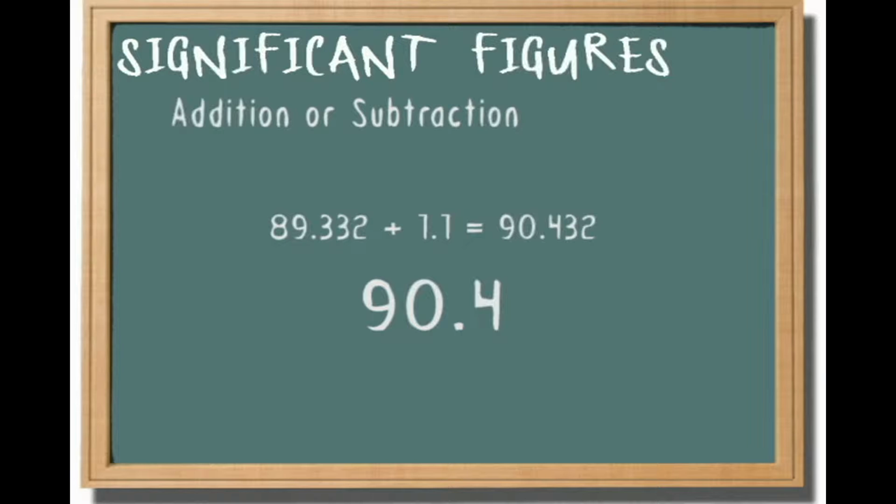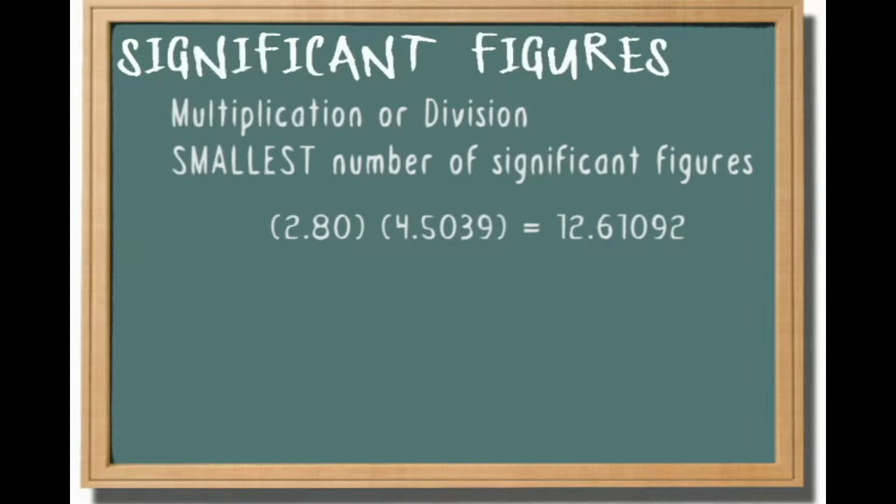After you multiply or divide, the number of significant figures in the result is determined by the original number with the smallest number of significant figures. For example, let's say you multiply these two numbers, and 12.61092 is your answer. You should then round it off to 12.6. The reason for this is because there are only 3 significant figures in the number 2.80.